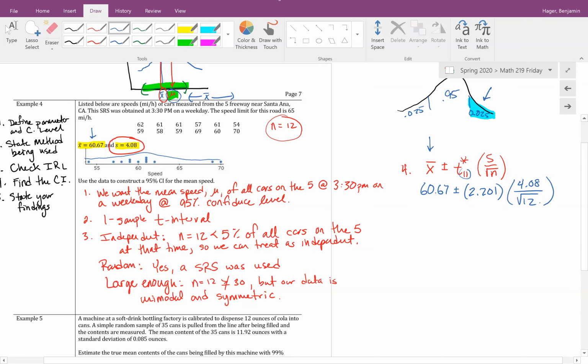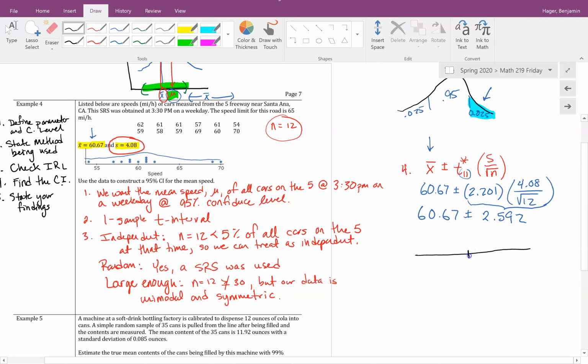Okay. Let me do this in one or two steps. Let me first crank out all these numbers, okay? I don't have that written down. Here's a calculator. Let's see, square root of 12. Oops. So this all comes out to 2.592.